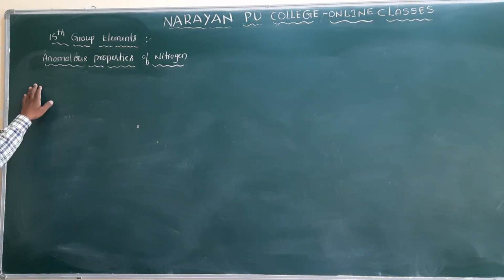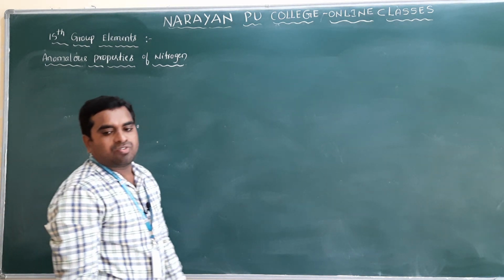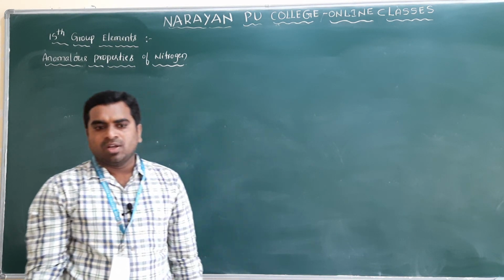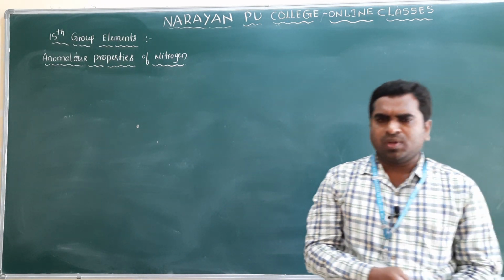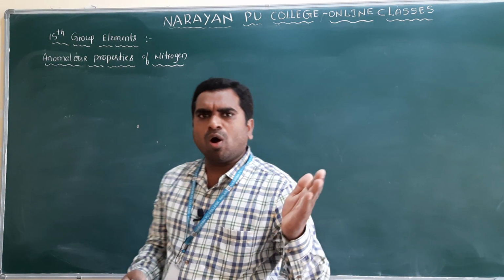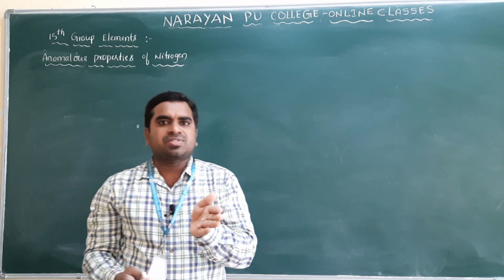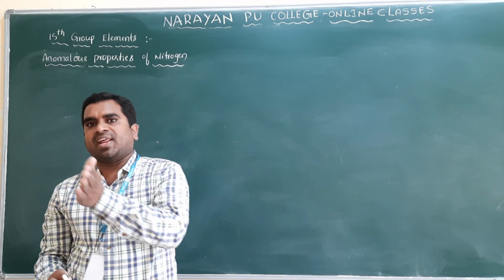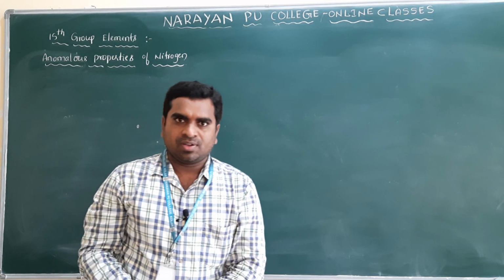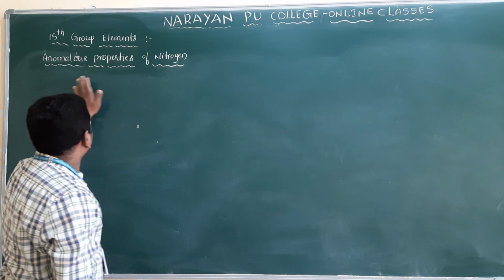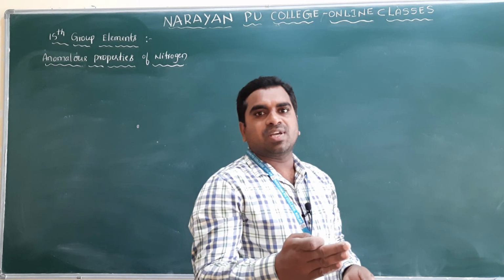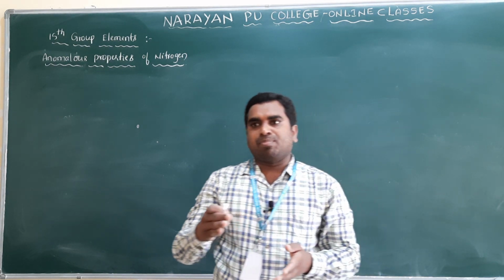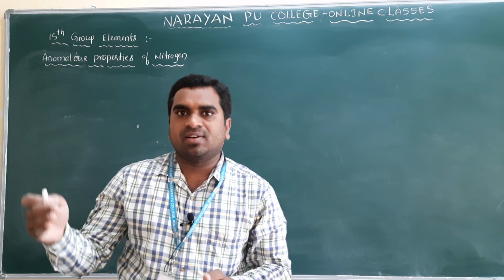Next one is anomalous properties of nitrogen. If you see the 15th group to 17th group, the first element in all groups behaves differently from the rest of the other elements. If you take the 15th group elements, the first element is nitrogen, and it differs from the rest of the other elements.